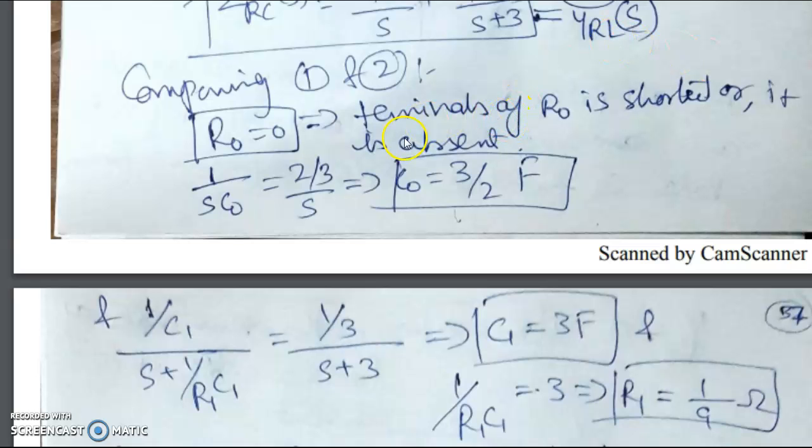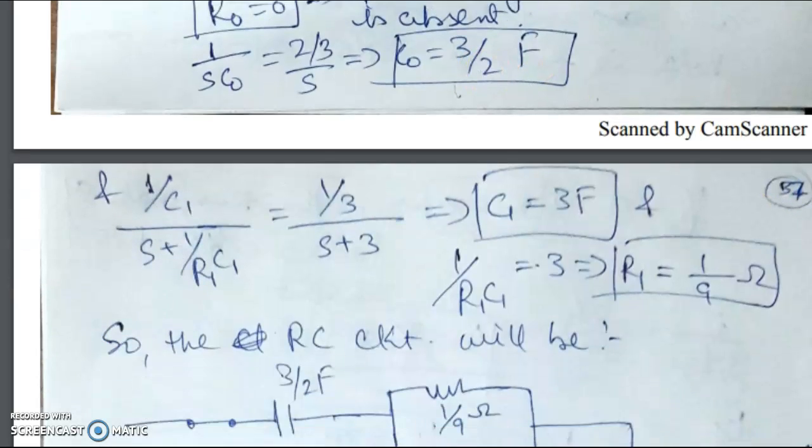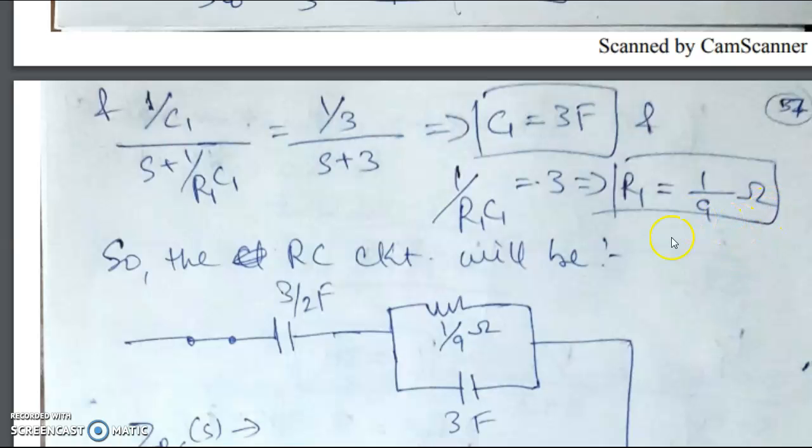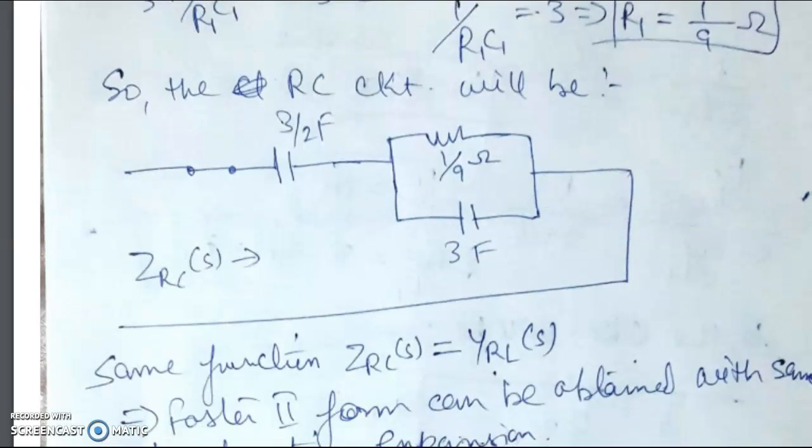If resistance is equal to 0, that means its terminal is shorted, or we can say it is absent. 1 upon SC0 is equal to 2 by 3 upon S. That means C0 is equal to 3 by 2 farad. And similarly, C1 is equal to 3 farad and R1 is equal to 1 upon 9. So when we draw the circuit of the impedance function of the RC network, the circuit will be like this.